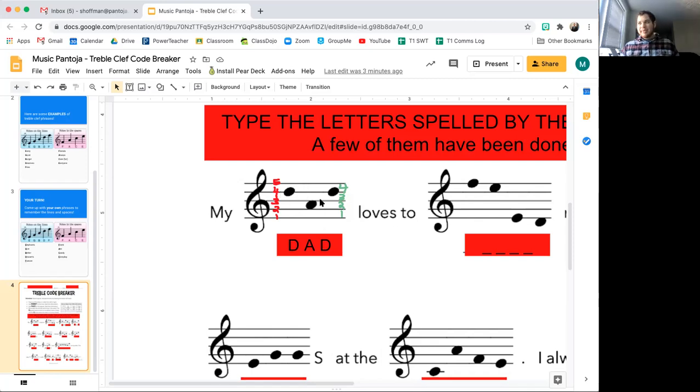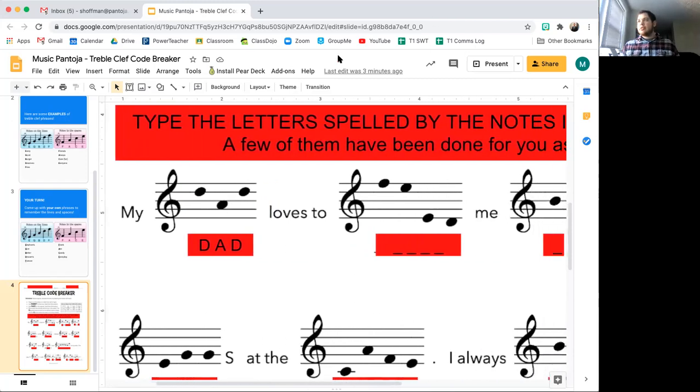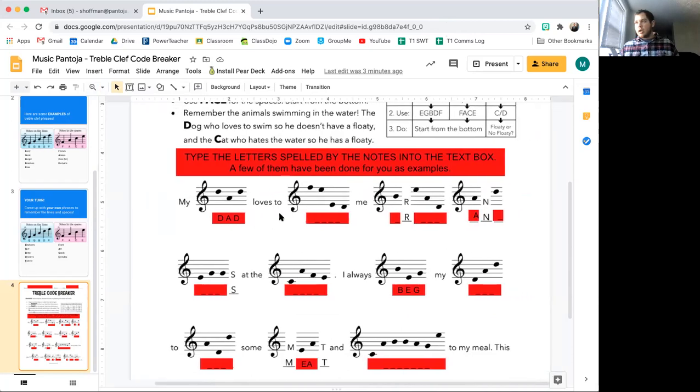And what I can also do is if I figured out a letter or a note already, anytime I see that note anywhere else on this worksheet, I can fill that in. So I'm going to take a second to do that. I'm going to find all of the 4th line D's and all of the 2nd space A's. So I'll be right back with you.